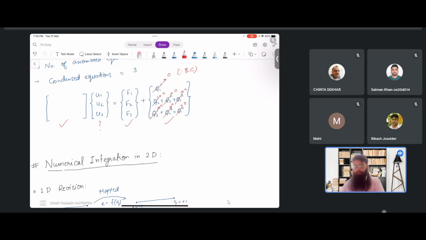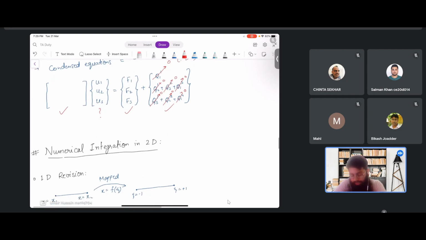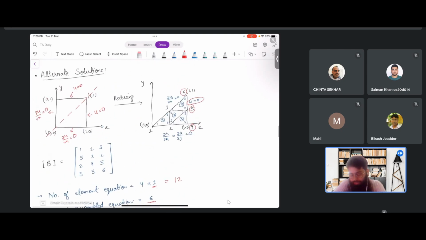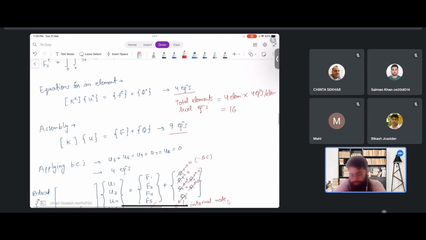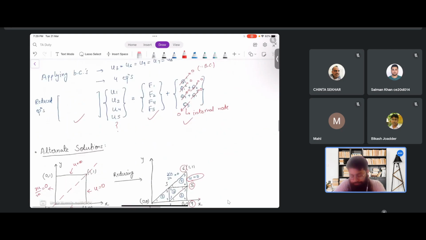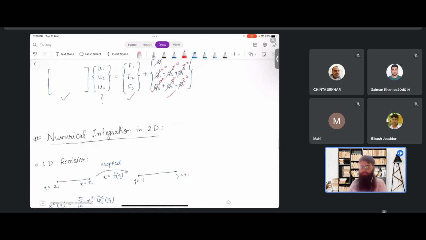Okay, so this is how we basically solve any general problem in 2D using FEM. The next thing that we studied was numerical integration in 2D. In this discussion we didn't really focus on how to calculate Kij and Fi for each element. So to fill this gap, we introduce the topic of numerical integration in 2D.